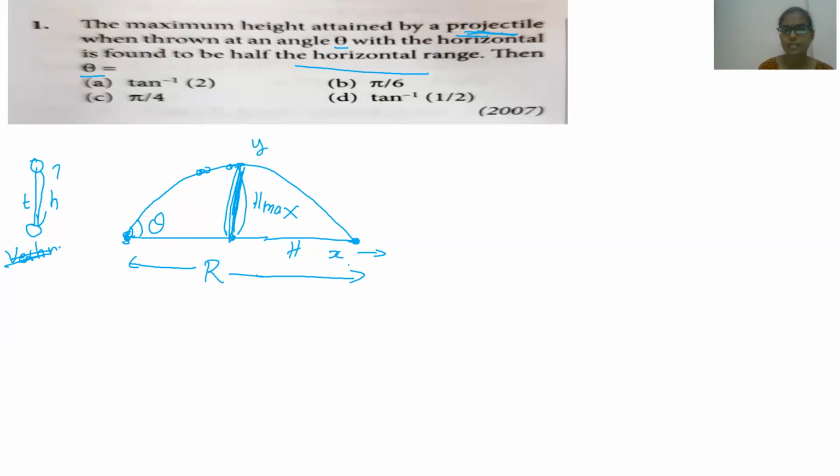This is along the x-axis. Okay, clear, children? If you take x and y, how much the body travels along the y-axis is this, and how much along the x-axis is this. That is the range, and the maximum height we call H maximum.